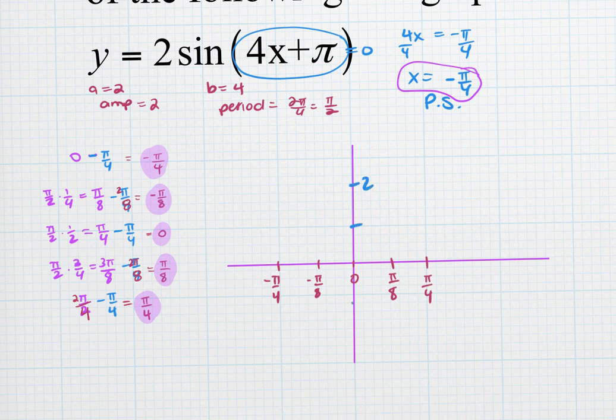Amplitude is 2. And I'm still on sine, so I start at 0. I go up to 2, down to 0, down to negative 2, up to 0. So that one had an amplitude stretch, a phase shift, and a period compression, really.